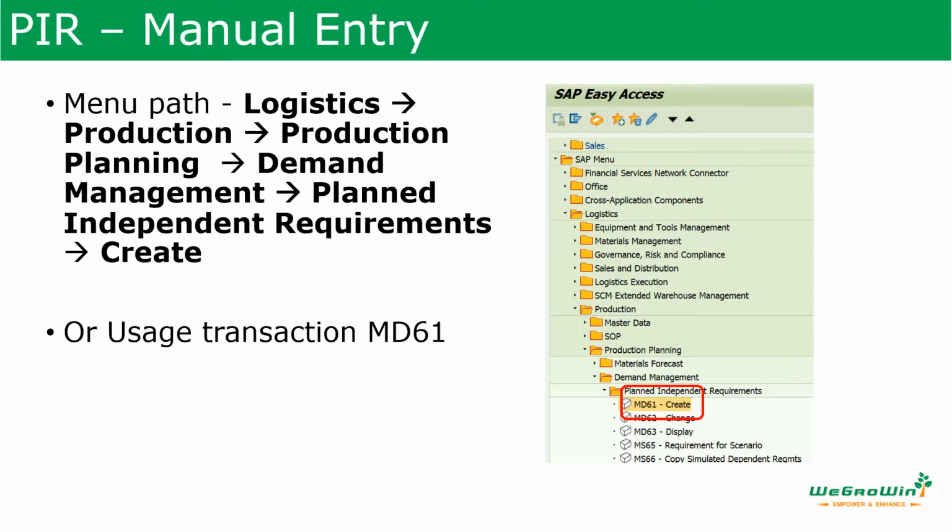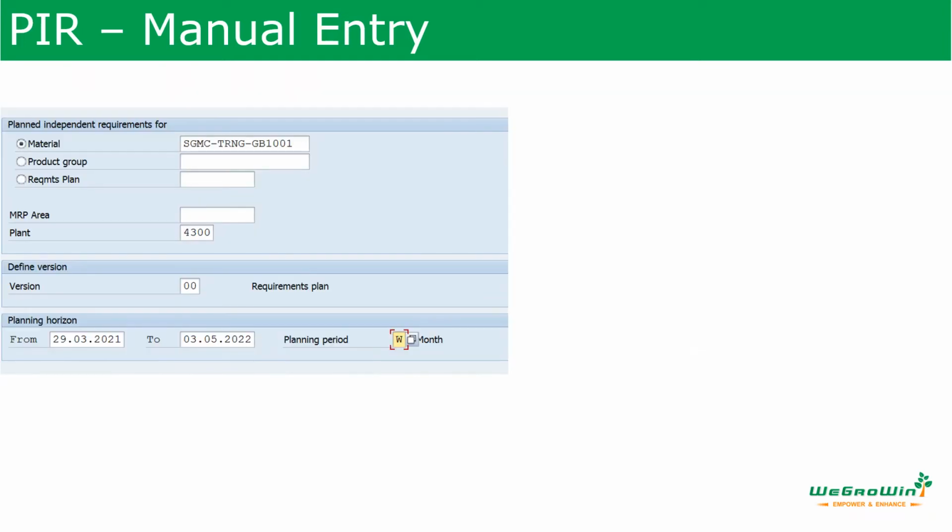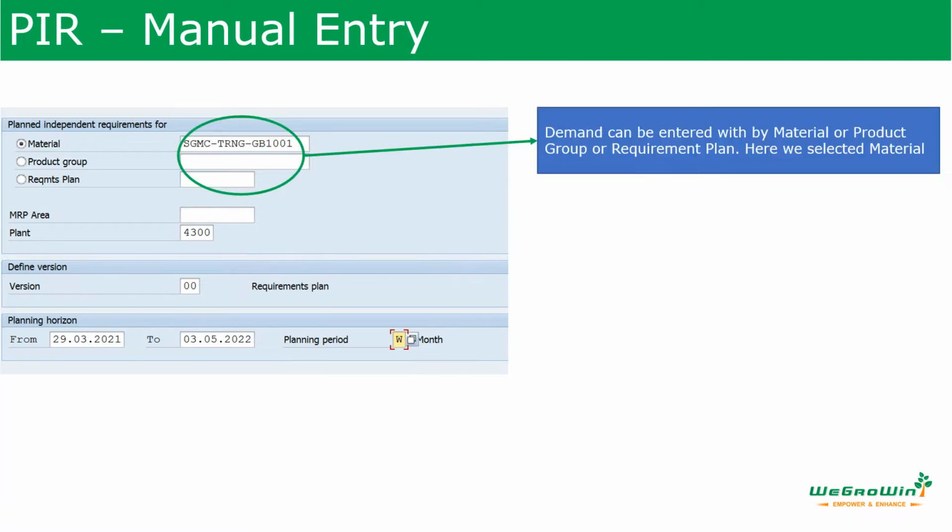To enter planned independent requirement PIR, use the menu path provided here or use the transaction MD61. Here we see the screen to select the parameters to execute the transaction. The PIR or demand can be entered with material, product group or requirement plan. Here we selected material.